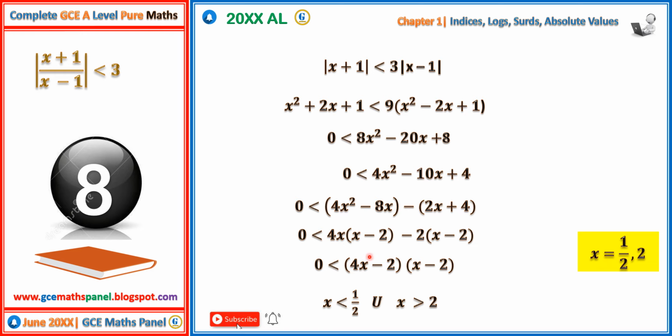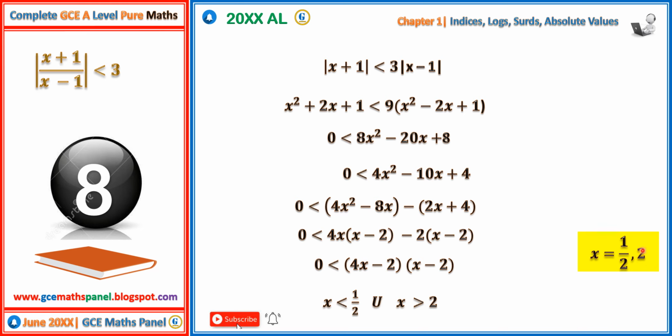If x equals 0, let's test here. In this set, we will have minus 2 because 4 times 0 is 0. So minus 2 times minus 2 is plus. And is this one greater than 0? Yes, it's greater than 0 because 4 is greater than 0. It means that the region below a half is satisfying this inequality.